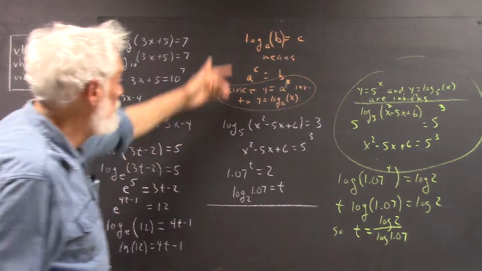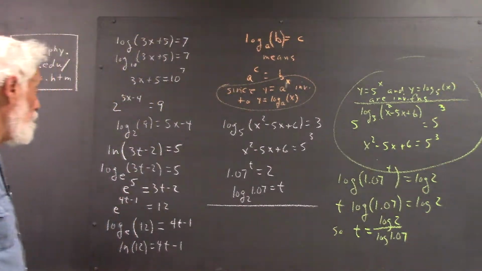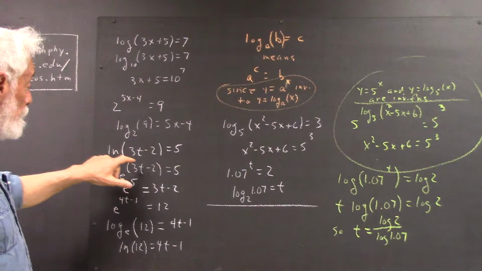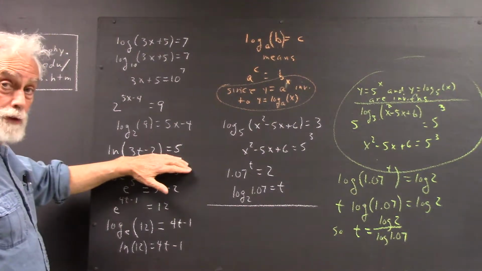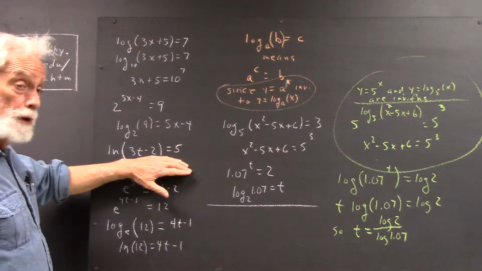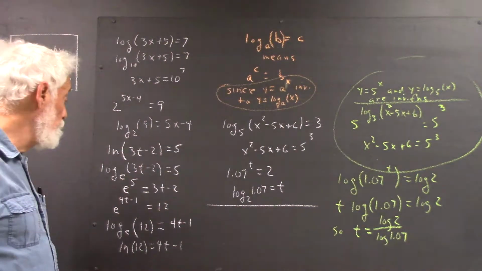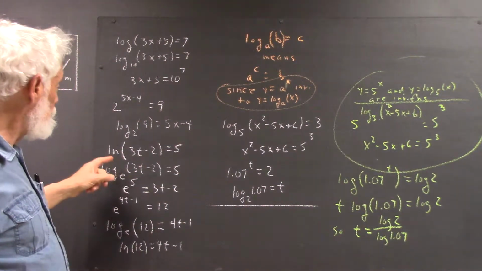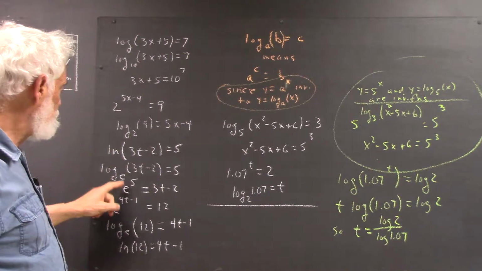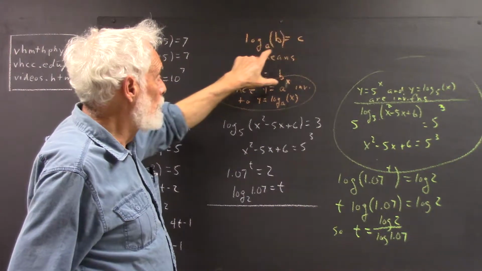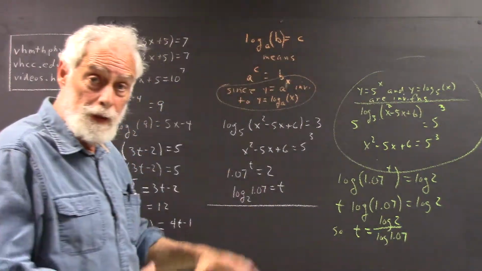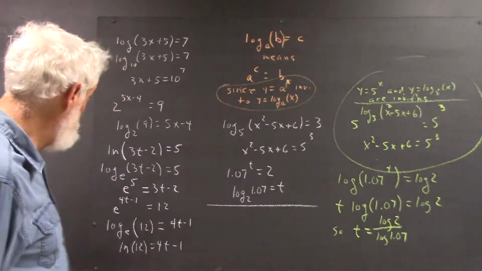We want to get used to turning these rules around. The next one is natural log of 3t minus 2 equals 5. You should do that without looking ahead. What do you do with this? Hopefully you've done it. First of all, natural log means log base e. Remember, we want to put this log expression into the form log base a of b equals c. We can't do anything with it unless it's in that form.